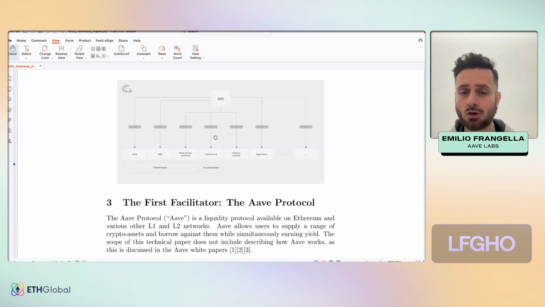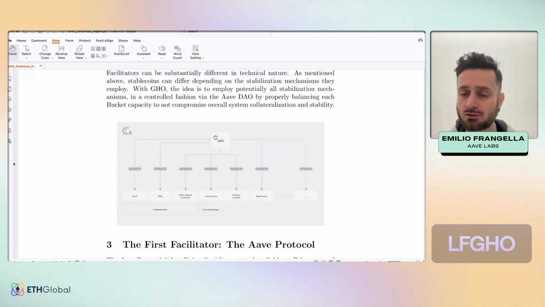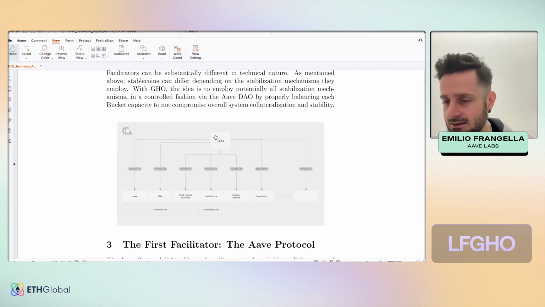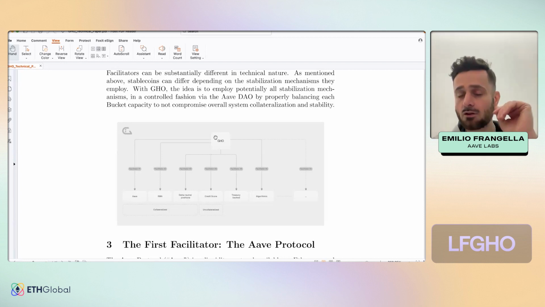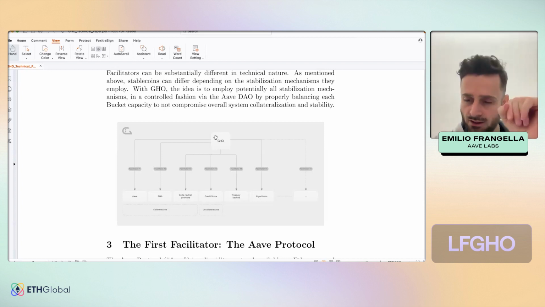What happens in Go is that we introduce a concept called facilitators. Different entities, different protocols, can have allowance to mint Go up to a certain amount that we call the bucket capacity. And when such capacity is reached, those entities will not have the possibility to mint further until the Aave governance decides otherwise. So the goal here is to have the Aave governance in control of which entities are allowed to generate Go and in what size. That is the idea.